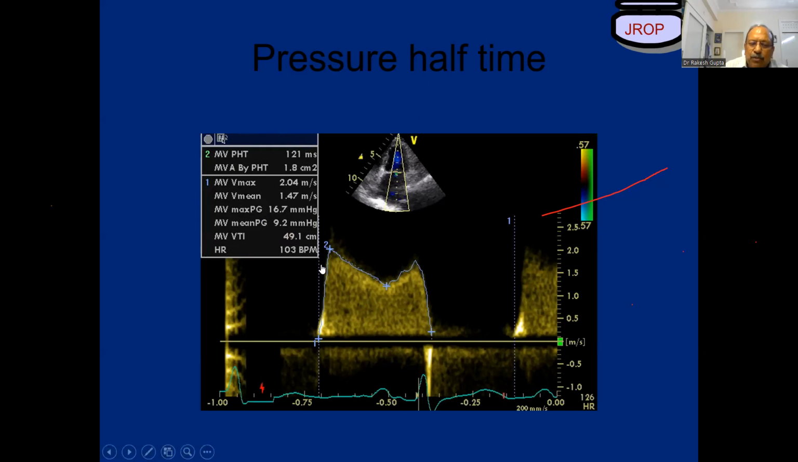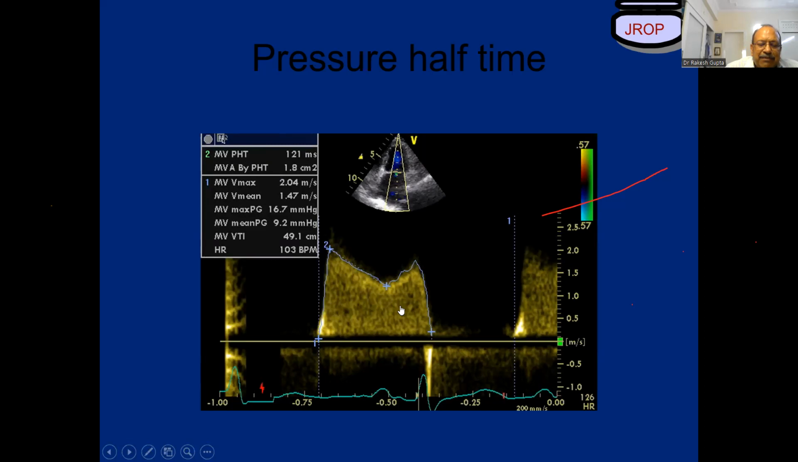Correct? So the machine is telling you about peak and mean gradients. Now draw this line from this point to this point. This is how much time it took for the pressure to drop to half during this line, which is known as pressure half time. 220 divided by pressure half time will give the mitral valve area by pressure half time. So the machine will tell you the area of the mitral valve and the pressure half time.